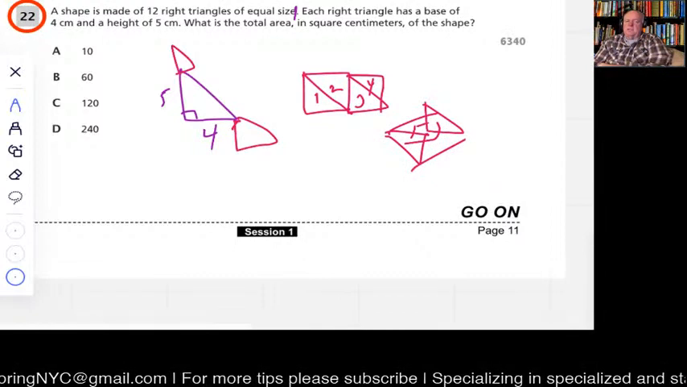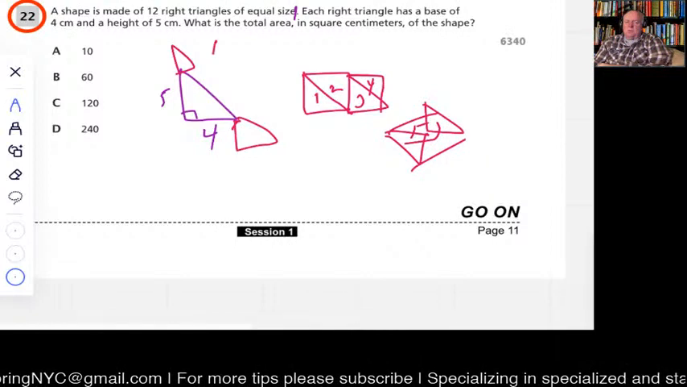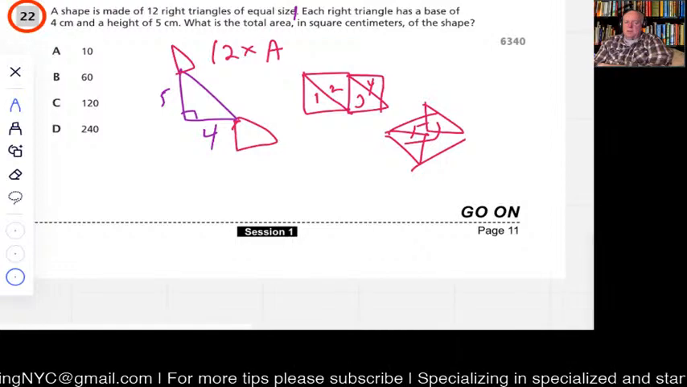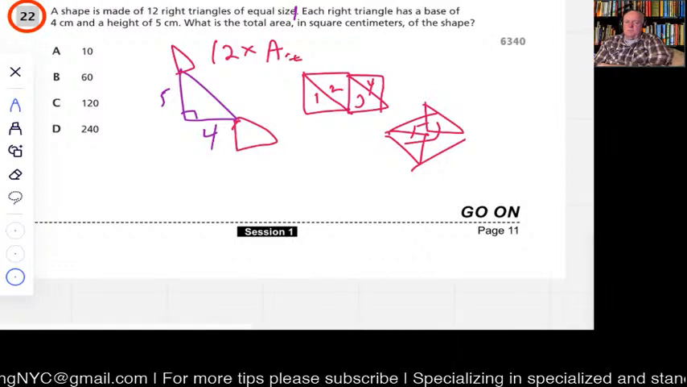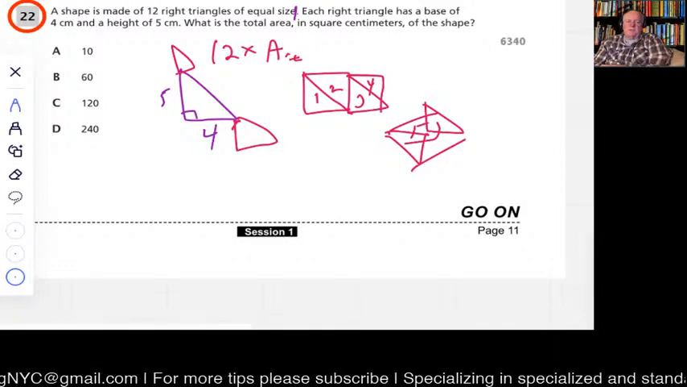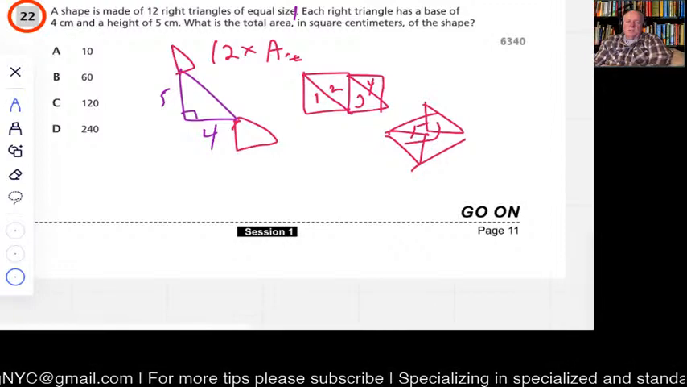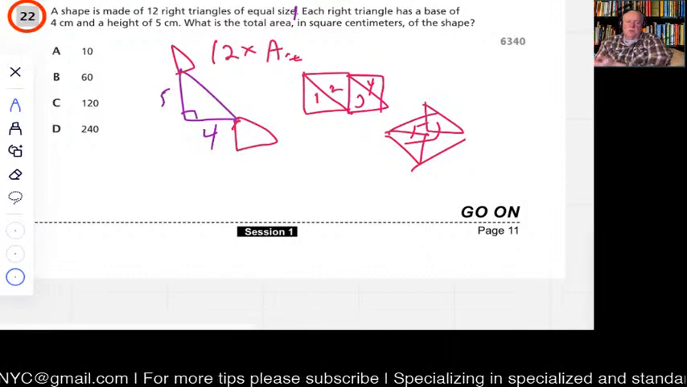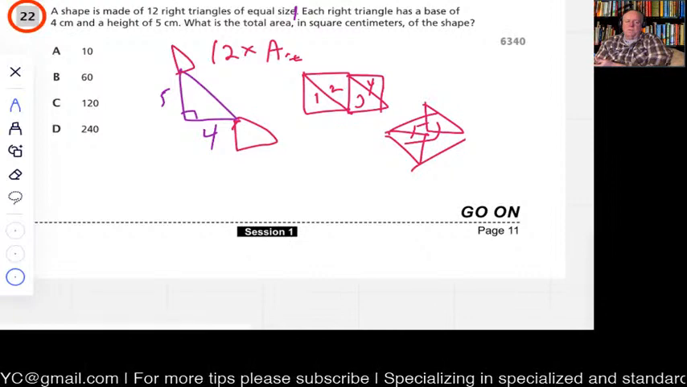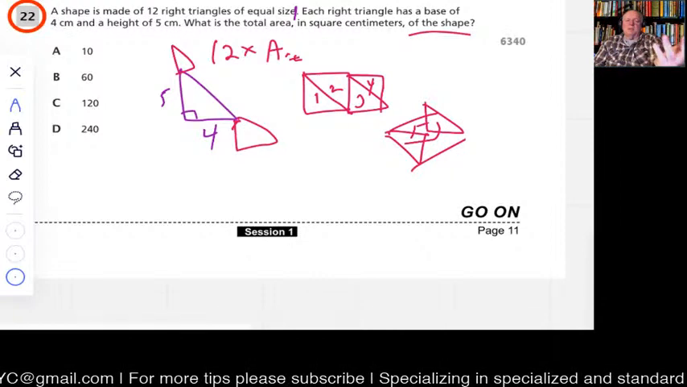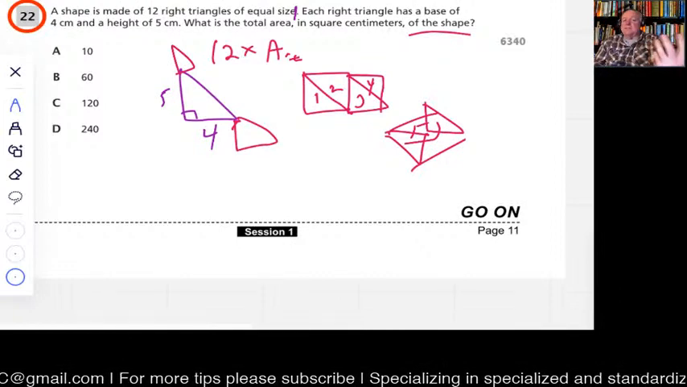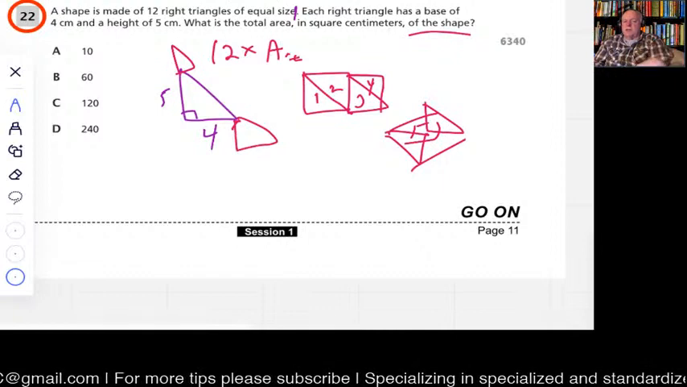So doesn't it seem that all we have to do is 12 times the area of this right triangle? I'm going to call it little RT. Isn't that what we're shooting for here? So let's reread the question. Let's see if our strategy and our experiment would make sense. A shape is made of 12 right triangles of equal size. Each right triangle has a base of 4 and 5. What is the total area of the shape? If the shape is all of them added up together into this giant shape made of composite pieces, and each composite piece is just the right triangle, isn't it 12 times that? Yeah, it seems to be.